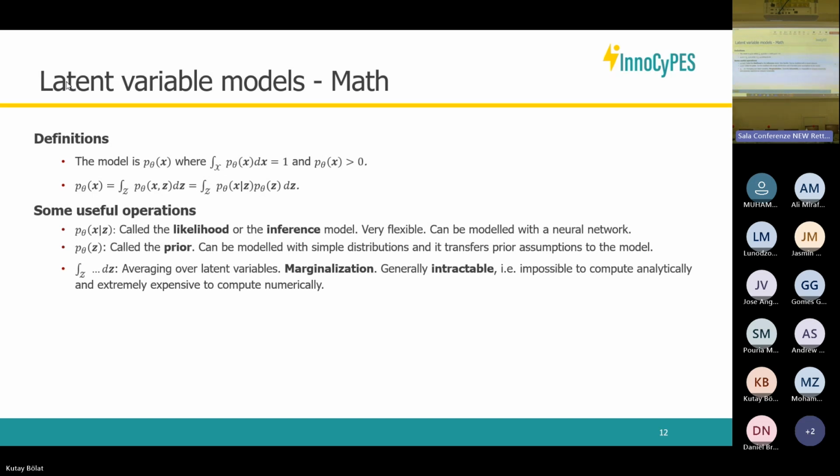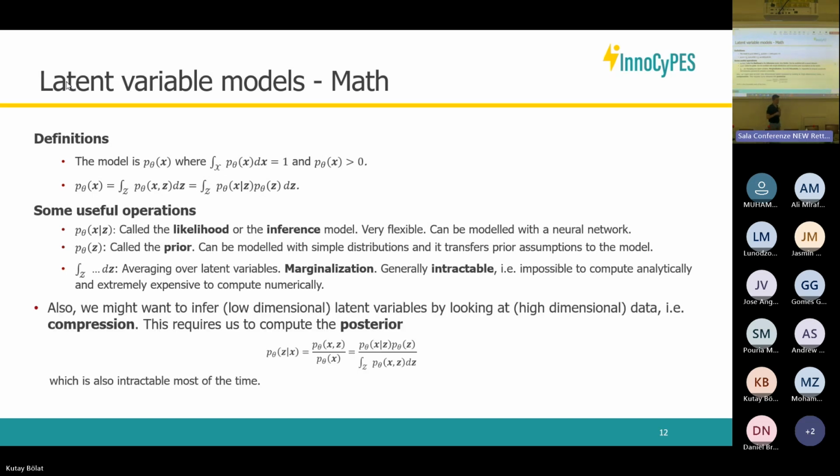This is the averaging over latent variables, marginalization. This is impossible. Taking integrals over neural networks is impossible, okay? So we cannot do it analytically, of course, and it's extremely expensive to do it numerically. So we need a different thing.